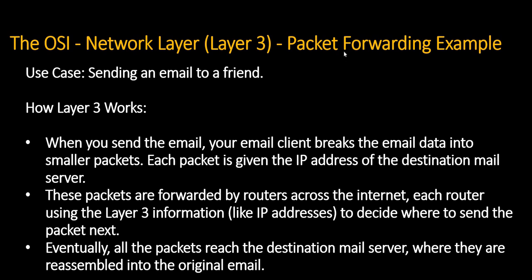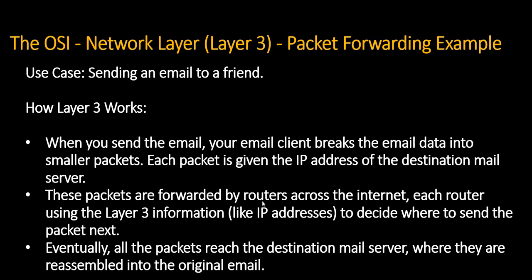Okay, then a packet forwarding example. Use case: I just want to send an email to a friend. When we send the email, the email client, for example my Gmail, breaks the email data into smaller packets. Each packet is given the IP address of the destination mail server. For example, I'm writing "hi friend." That one single email will be converted into several packets, and each packet will have the IP address. Just consider if one of the packets did not have an IP address, maybe instead of "hello friend" it's just "hello" and the rest is gone. That would be very annoying, which is why each packet should have the IP address.